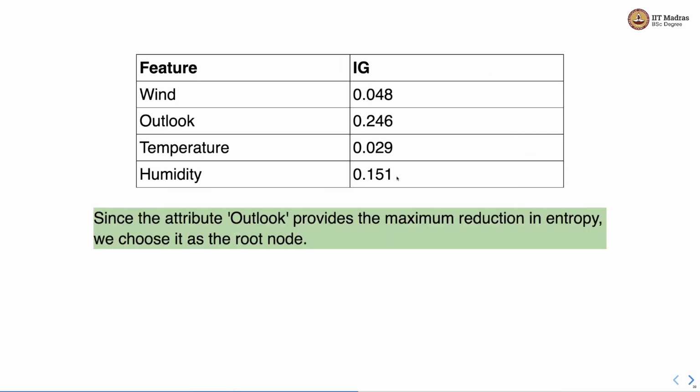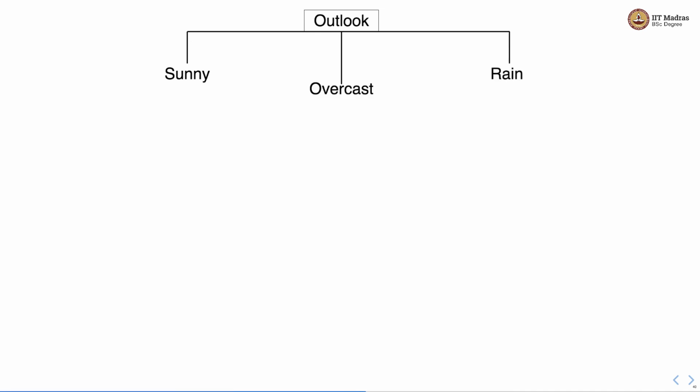And since the attribute outlook provides the maximum reduction in entropy, we choose it as the root node. Let's look at the decision tree with outlook at the root node. So there are three values of the outlook: sunny, overcast and rain. So we create three subtrees, one subtree for each value of the outlook.